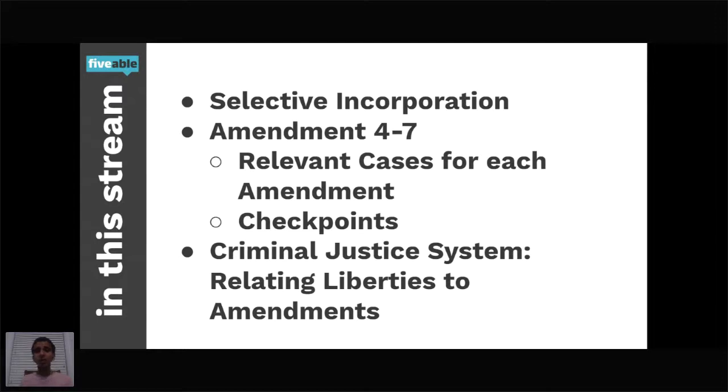A lot of these are landmark cases that you will definitely need to know, either for your comparison for your response or just for the multiple choice in general. We will have some checkpoints throughout so that we get used to answering those types of questions. And then at the end, we're going to do a big picture overview about the criminal justice system and relating liberties to amendments. So we're going to go through the steps of the criminal justice system and which amendments relate to each step. So let's go ahead and get started.